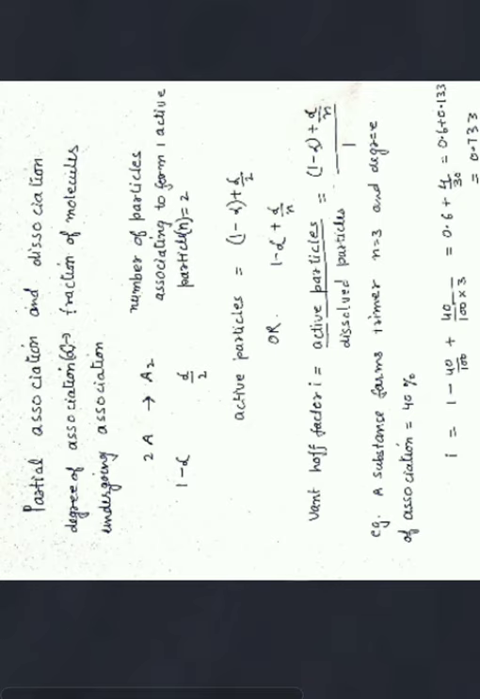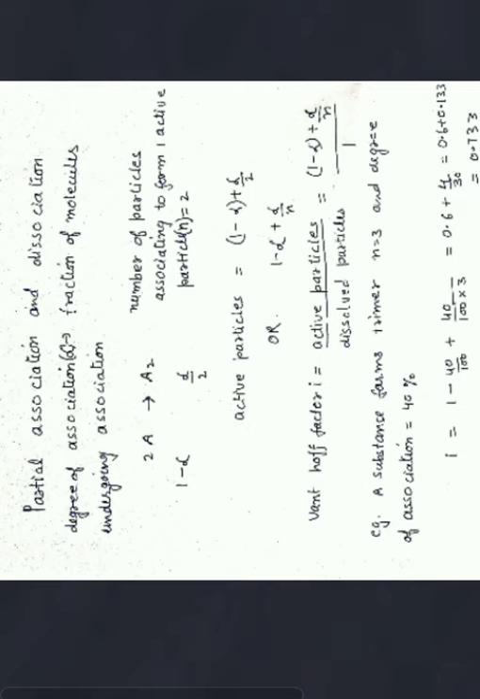Next, we have to study how association or dissociation affects the colligative properties if it is not going on in the whole of the mass dissolved. This is called partial association or dissociation. Partial means only a part of the substance under observation is undergoing the process.